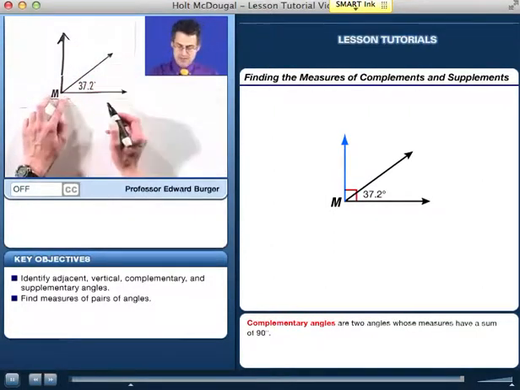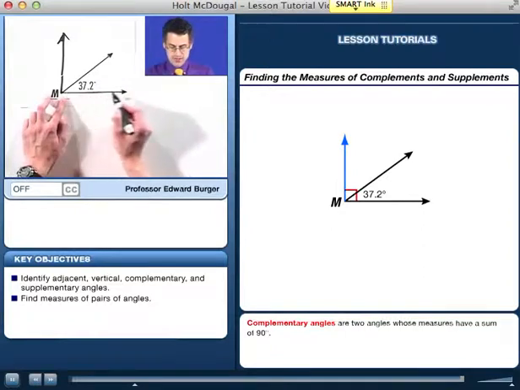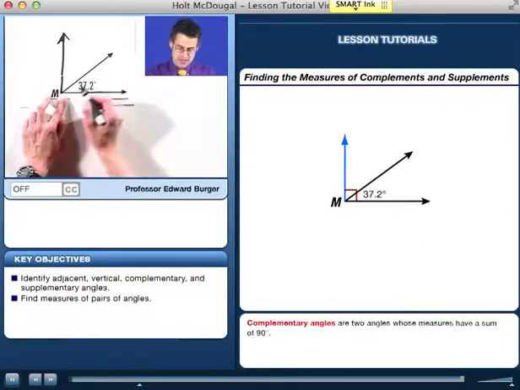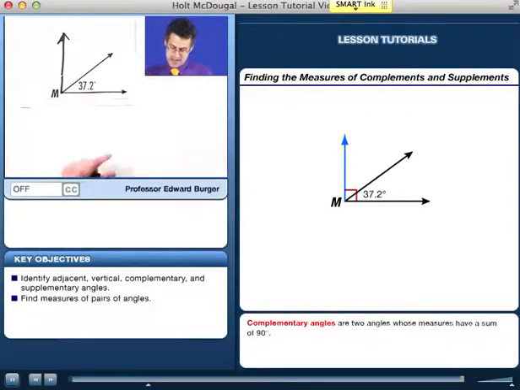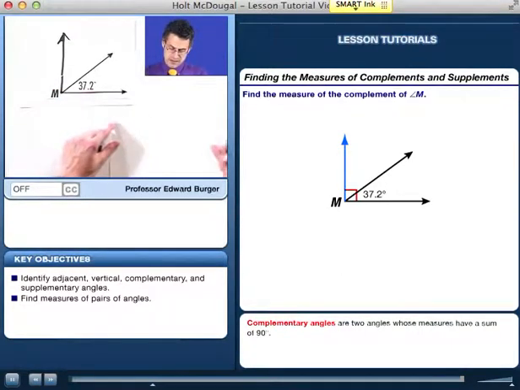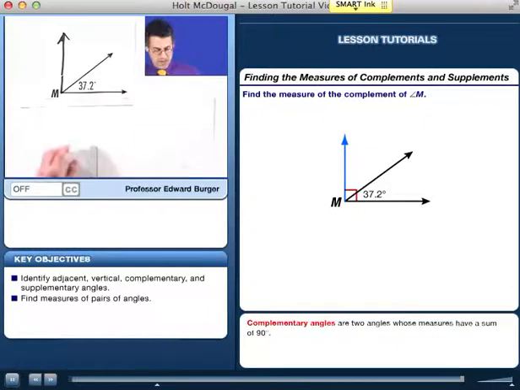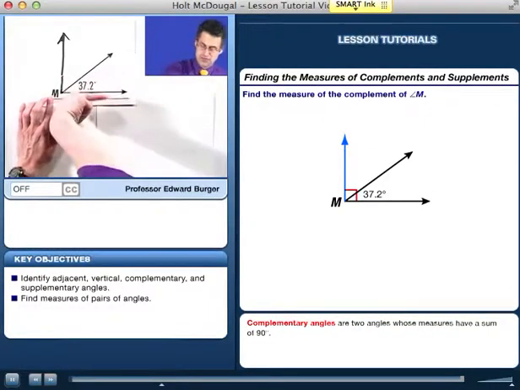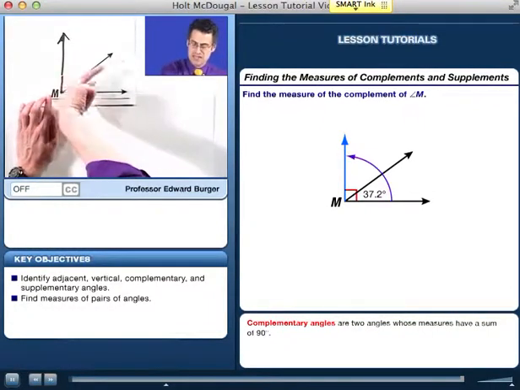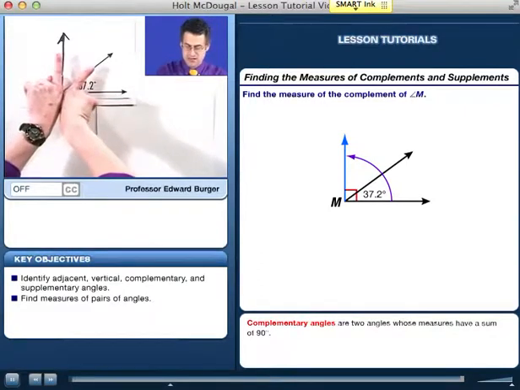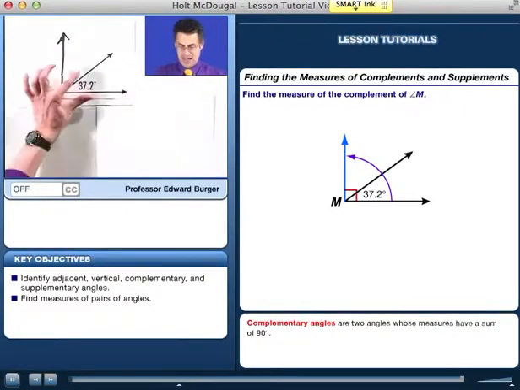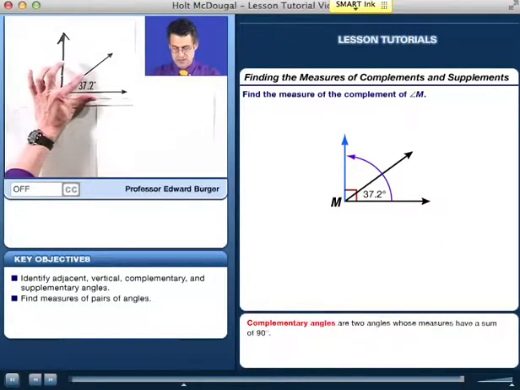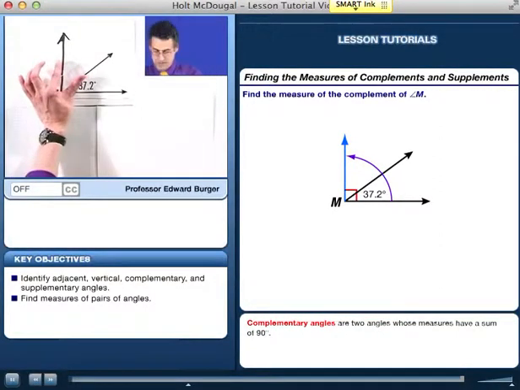So now, given that we know that the measure of this angle is 37.2 degrees, let's find the measure of the complement of that angle. So what would the complement of that angle be? Well, we know that the entire angle I've drawn here has to be 90 degrees if this angle is going to represent the complement of that. And so therefore the whole thing is 90, and this here is 37.2, so this must be the difference.